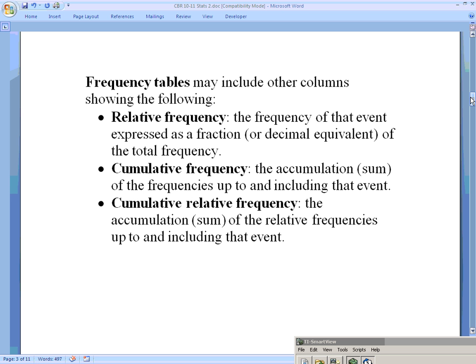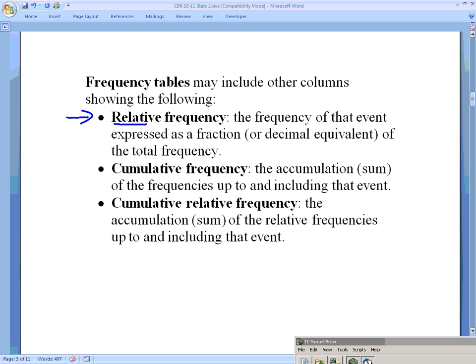Start off with a few definitions. When we have a frequency table, these may include other columns showing the following. You've got relative frequency. Well, the word relative has the root of relate. And if we're relating to something, we're putting it in context. For example, if I say I have 5 of something, that might not seem like that much, but when I compare it to other people who only have 2, then it seems like I have a lot compared to them. And so that's the idea of relative frequency. We're comparing it to something to put it in context.